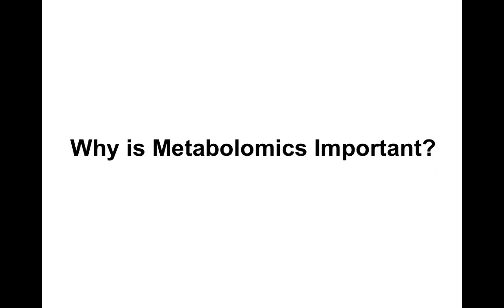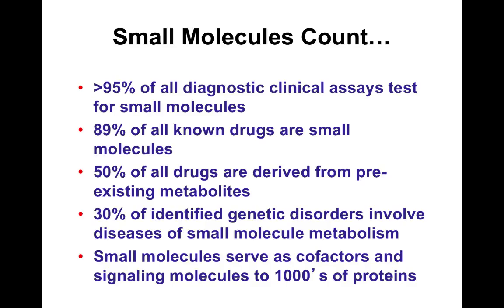Now, most of you are doing metabolomics, and obviously you're attracted to it because it's of interest, and we think it's important. And I think there's some useful statistics. When we look at the common clinical diagnostic assays, more than 95% of them measure small molecules. In Canada, there's about 330 metabolite tests that are performed or that are approved. Whereas when you look at things like genomics, there's about 130 gene tests.